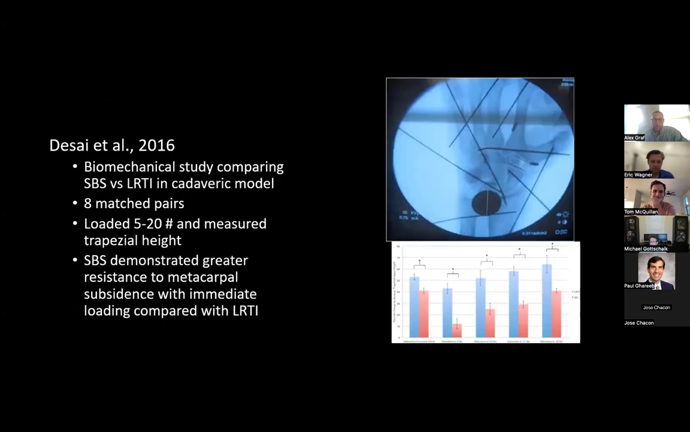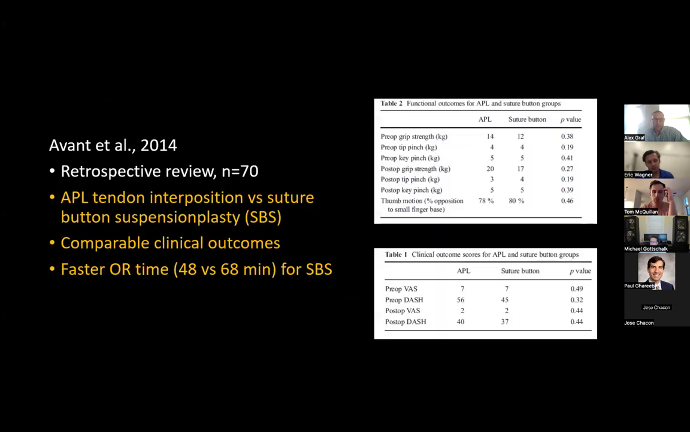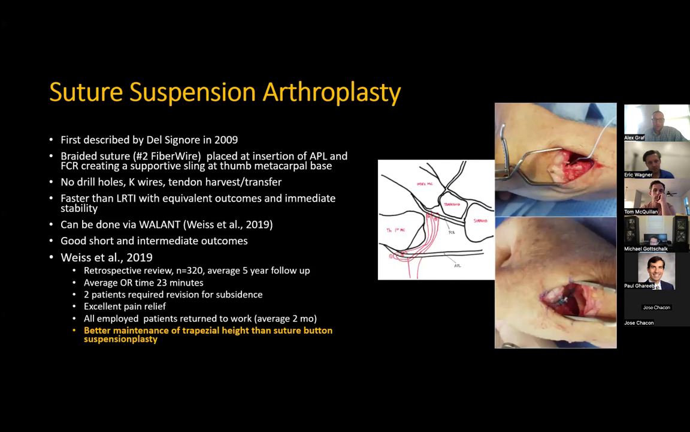When you look at it biomechanically, it's stronger than LRTI and it's strong at time 0. They leave the operating room and it's strong and they can move. The reason why I rest them for 7 days is for soft tissue rest. When you compare it to other techniques using tendon, they have similar clinical outcomes. It's just faster. So whether you want to spend your money on OR time or on an implant is kind of up to you. I think one of the limitations of the suture button is cost.